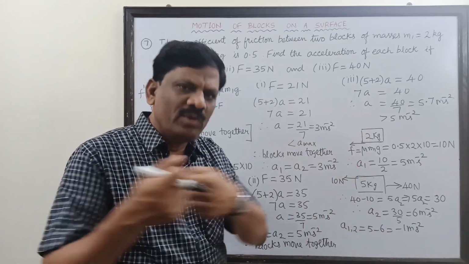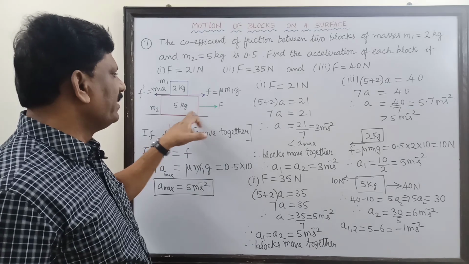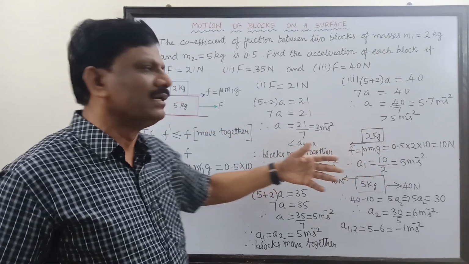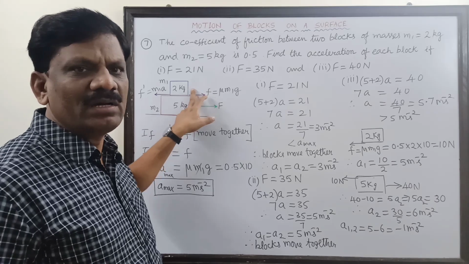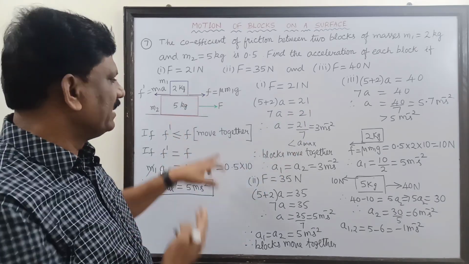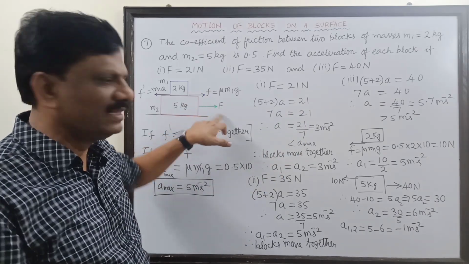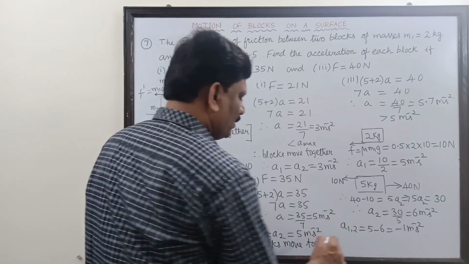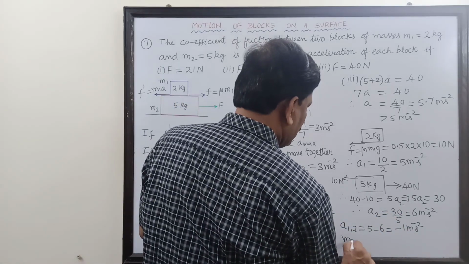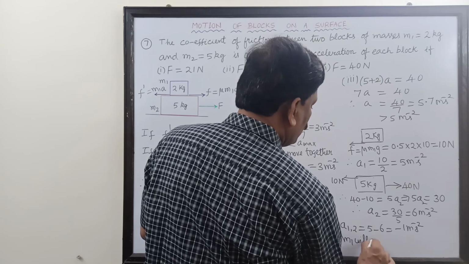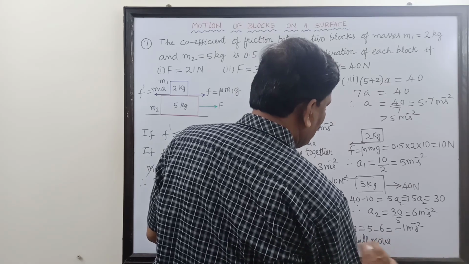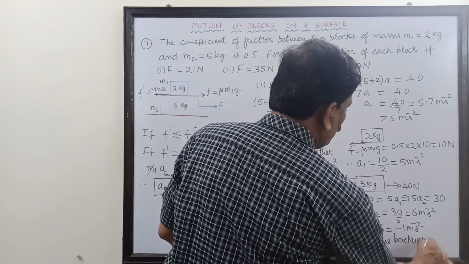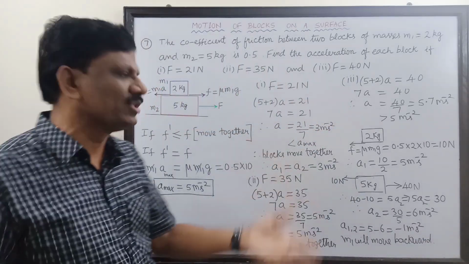So when we pull this 5 kg block with a force of 40 Newton, what is going to happen? The 2 kg block will move in the opposite direction to the applied force with an acceleration of 1 meter per second square. Understand? So now M1 will move backward. Backward means it is moving in a direction opposite to the direction of the applied force of 40 Newton.